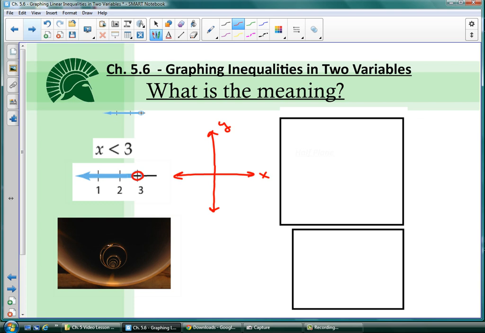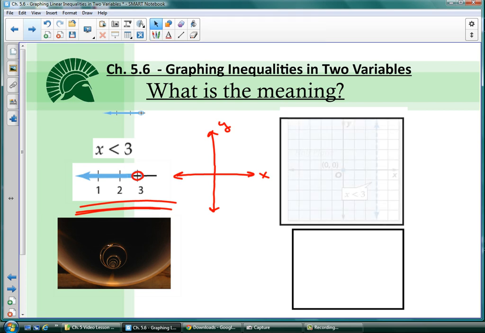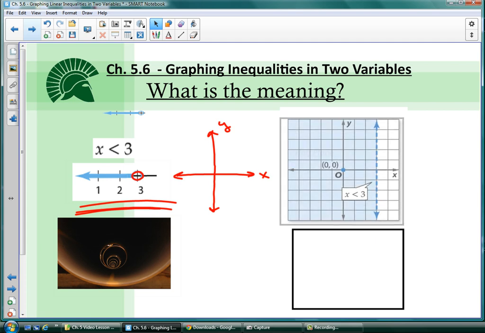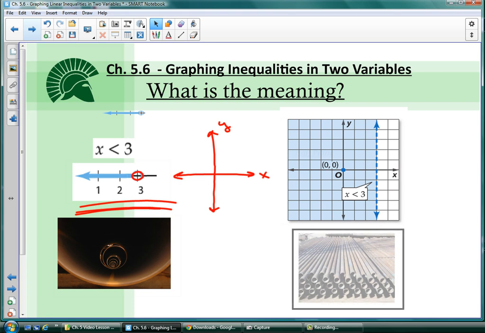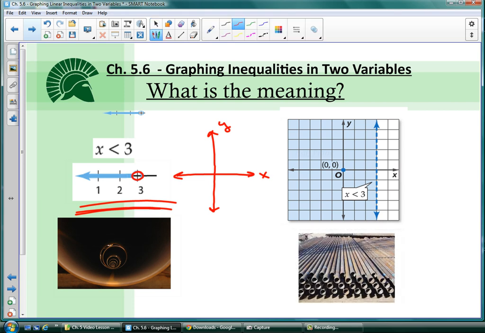Well, we already know what it looks like to graph an inequality with one variable, but now we have to look at what it looks like with two variables. So if I take this fence and turn it on its side, I basically have this. I take that circular hole for the pipe, which used to be over here, and now I turn it on its side.